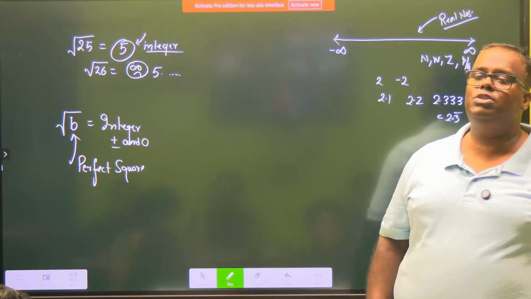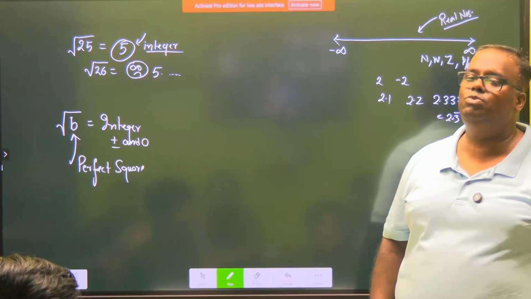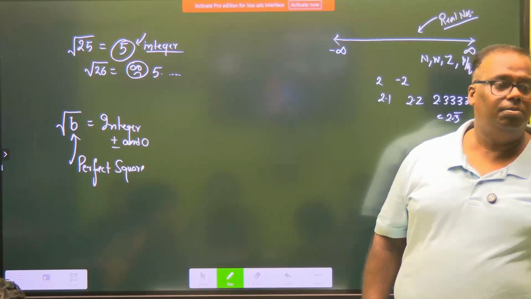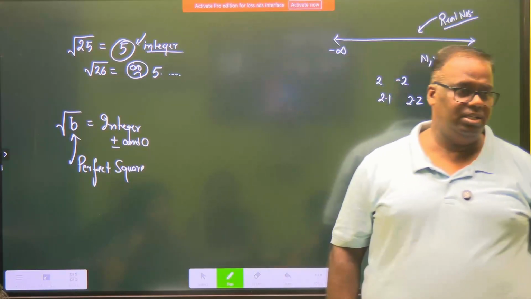3 ka root is 1.732. Does it give you any integer? No. 2 ka root is 1.414. Huh? 0 is a perfect square. 0's root is 0. It's an integer.